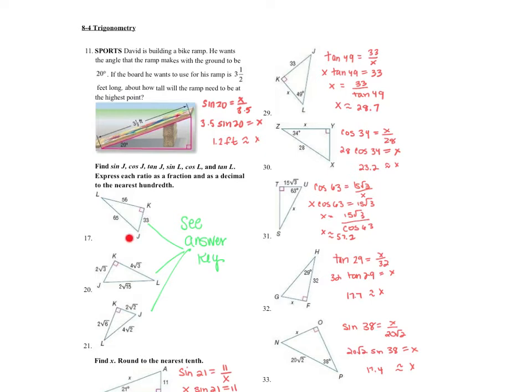Problems 17, 20, and 21, you can check those on the answer key. Those are the ratios, and then taking the decimal and rounding them to the nearest hundredth, and they have you do the sine, cosine, and tangent for each one of the non-90 degree angles in each of those three triangles.